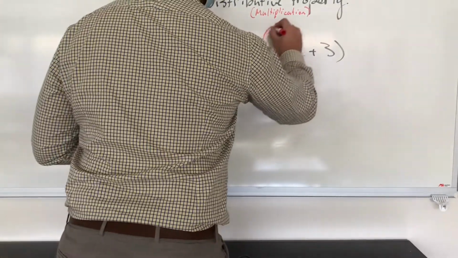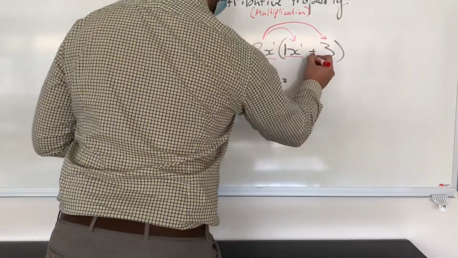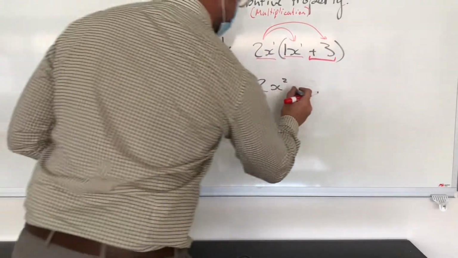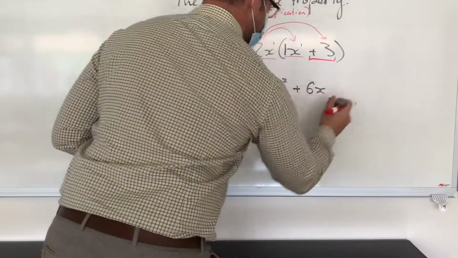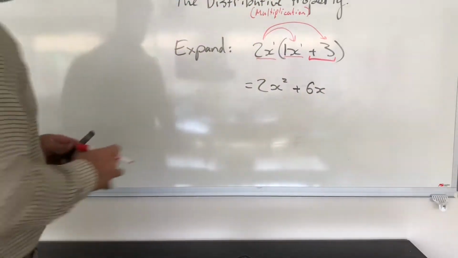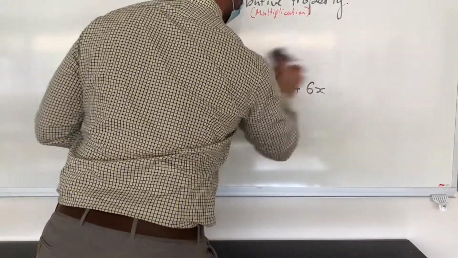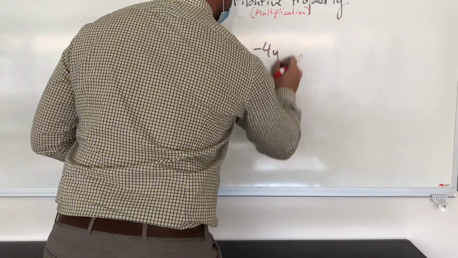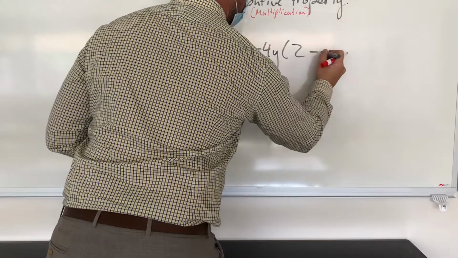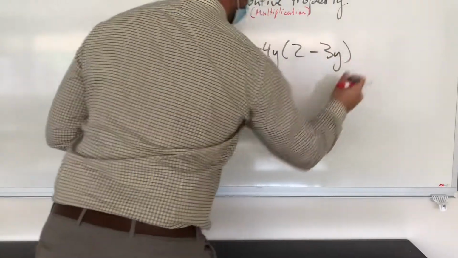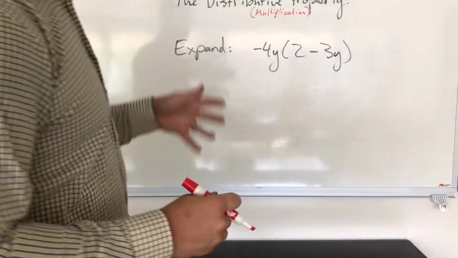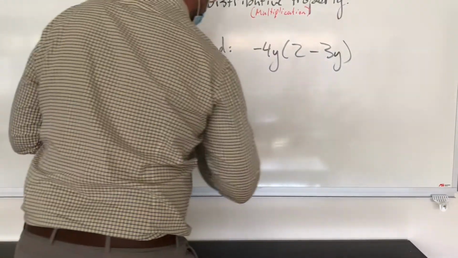Then I'm going to multiply 2x by 3, and of course I'm multiplying by the entire second term. So 2x times positive 3 is positive 6x. Great. One last example, just to really see if we've got it, would be a problem like this. So maybe try your answer and then come back and see whether you're correct.